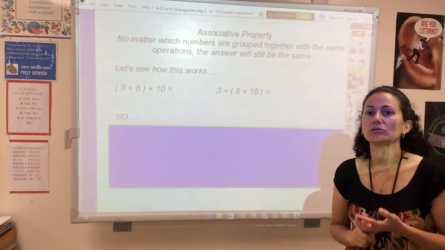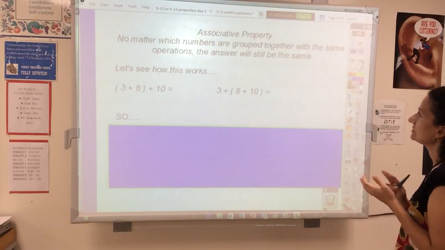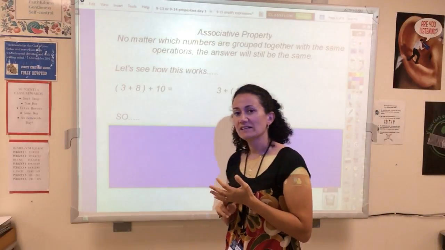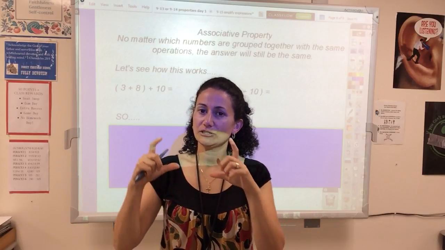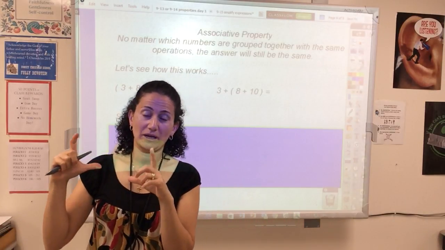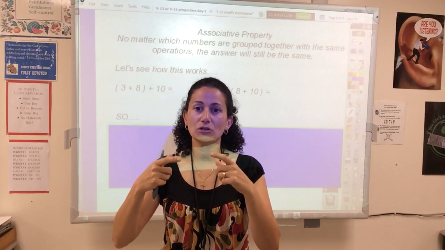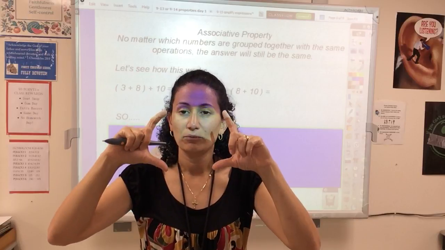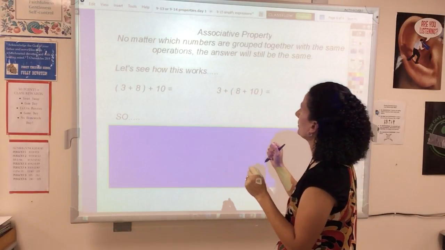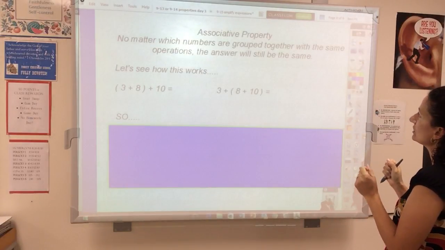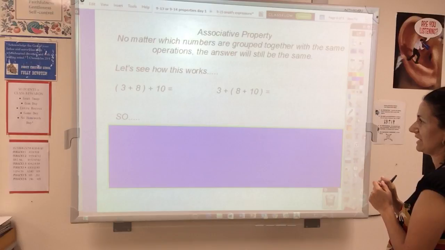Let's look at the associative property. This is our fourth property for today. The associative property has to do with grouping. You can kind of think of associate. Who do you associate with? Who do you group with? Now think, in algebra, what do we use to show grouping? Parentheses or brackets. So the associative property says, no matter which numbers are grouped together with the same operations, the answer will be the same.